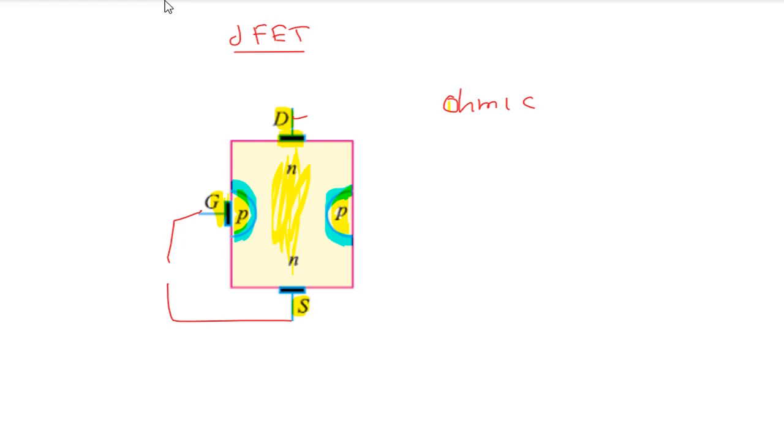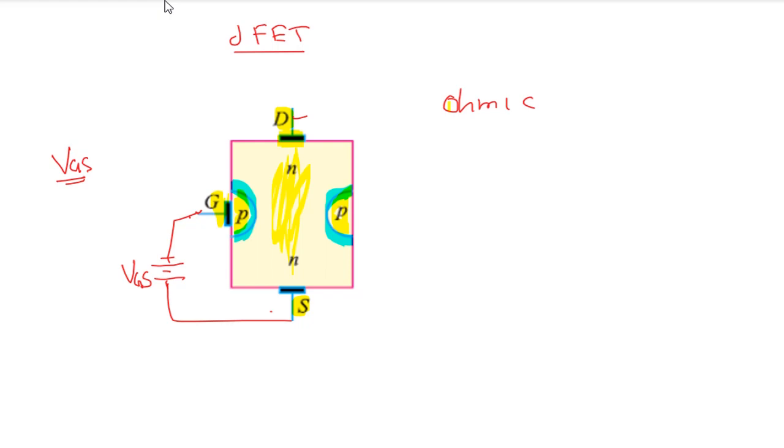We will apply a reverse bias between gate and source. So I have to give negative potential here and positive potential to the source. Now the gate is reverse biased. So I have applied a VGS. This is our voltage between gate and source. And VGS is applied such that this junction is reverse biased.